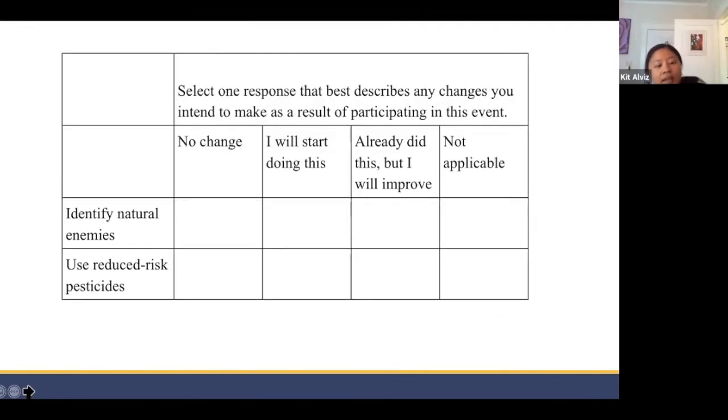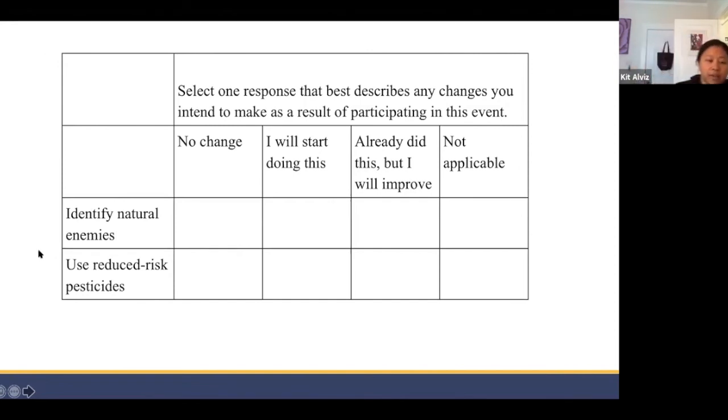Next slide, please. Examples of questions. So continuing on with the integrated pest management representation. Here's an example of a post-event question that can measure self-reported knowledge gain. So your instructions in this question would be: select one response that best describes any changes you intend to make as a result of participating in this event. So this is intended behavior change. So two examples are identifying natural enemies, using reduced risk pesticides. Of course, you want to always make sure you covered the items that you are actually asking about.